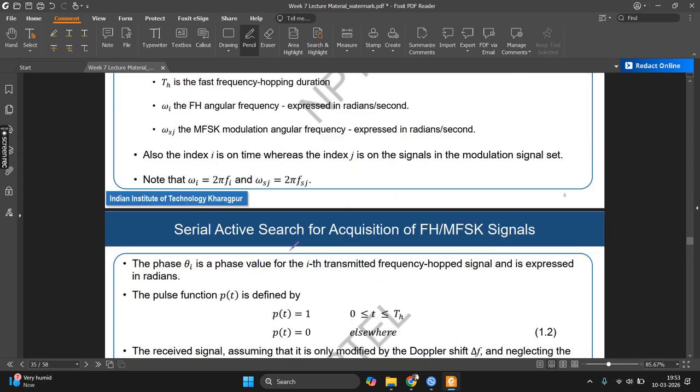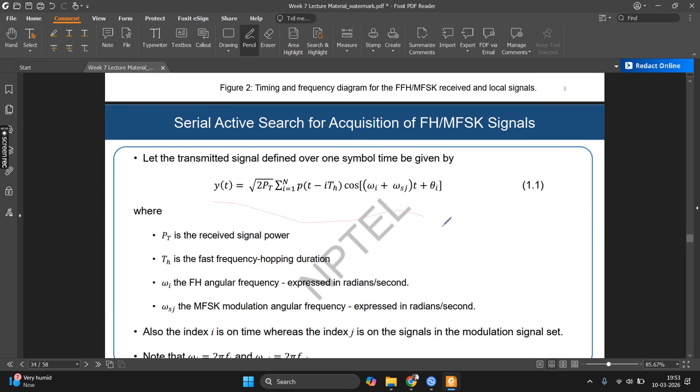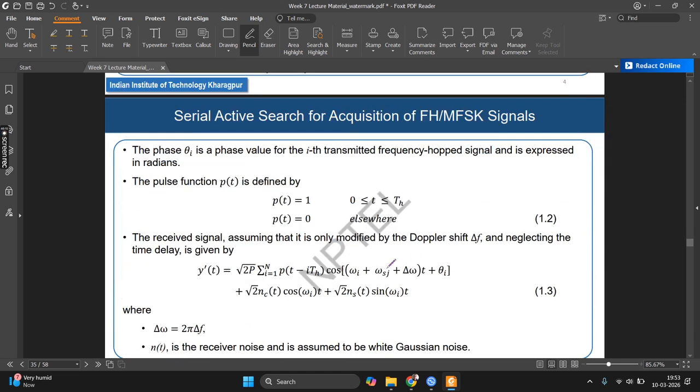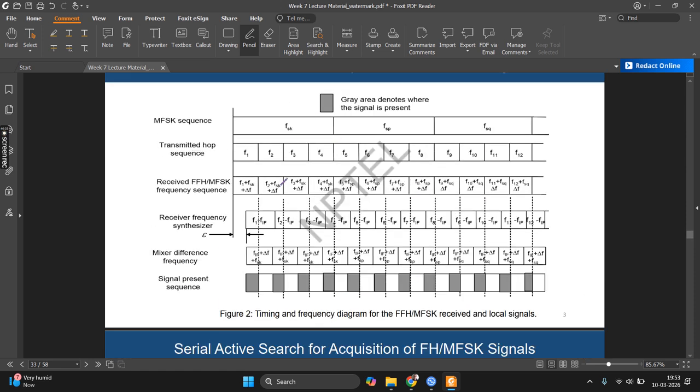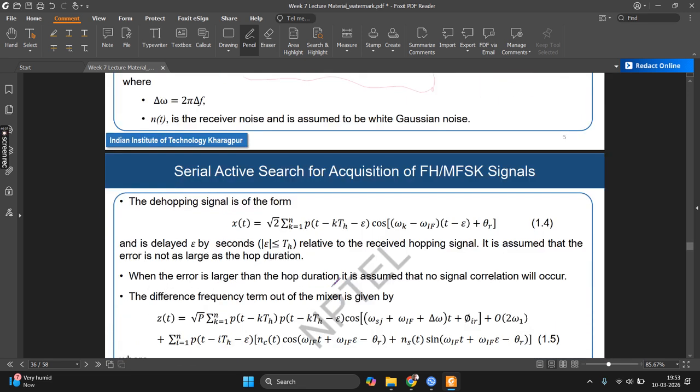Now this signal is the transmitted one. The received signal is the same thing, but modified by Doppler. So it has noise. This is the noise, divided into the quadrature and in-phase components. And this is the frequency, which is only getting a frequency shift delta f, that is written here. So that is the Doppler shift. It is only getting the Doppler shift, nothing else.